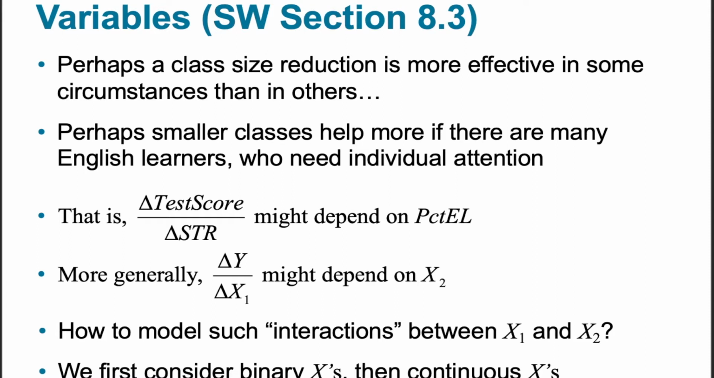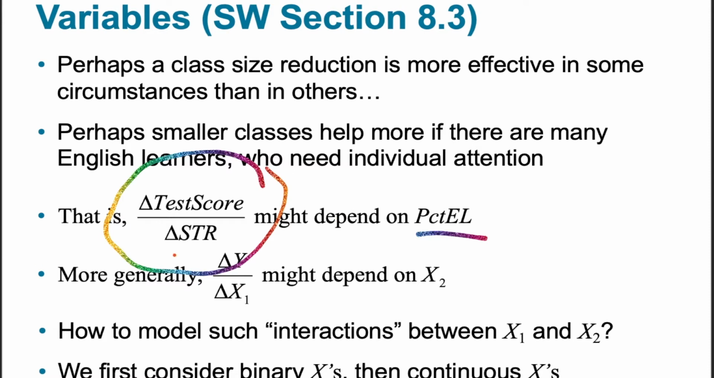So we're looking at the case that the change in test score given a change in the student to teacher ratio, this thing, depends on the percent of English learners, hypothetically. More generally, the change in y given a change in x1 might depend on x2 or any of the included variables all the way through xk.